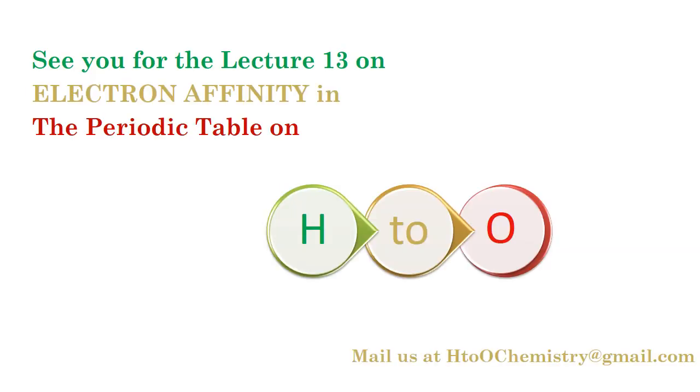So that would be all for this lecture. I hope you have understood what are the trends we see in the periodic table as far as ionization enthalpy is concerned, and then we also have seen what are the exceptions we see in the general trends, and we would be continuing now further in the periodic properties with the next property, that is electron affinity, in the next lecture. So I hope you will join me back.